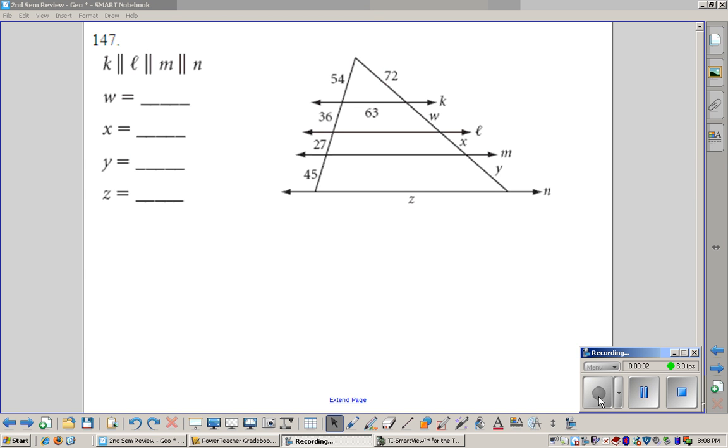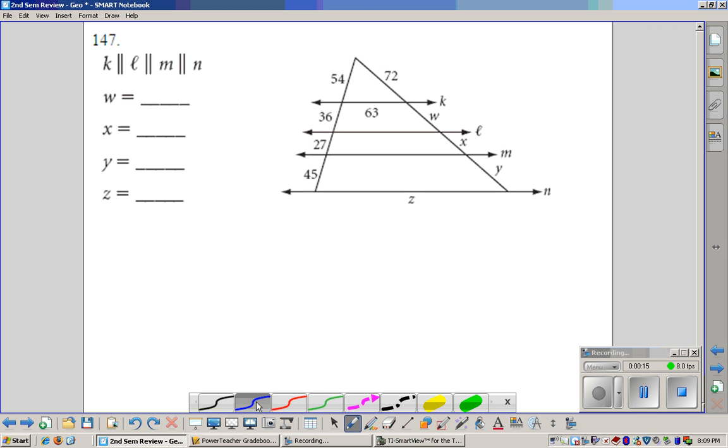Okay, these problems have to do with something we learned at the very end of the year, that these parallel lines really cut the sides, the left and the right side of this triangle proportionally. So we just have to set up a bunch of proportions here to get it to work. So I'm going to go 54 is to 72.